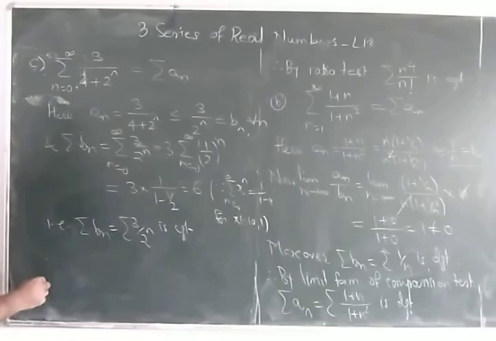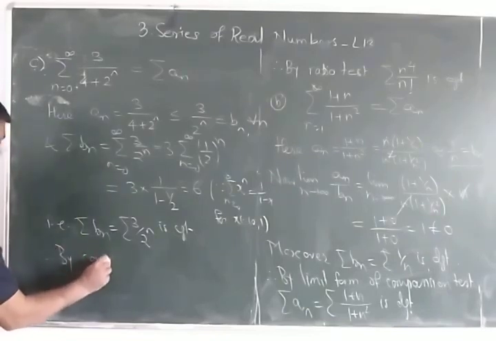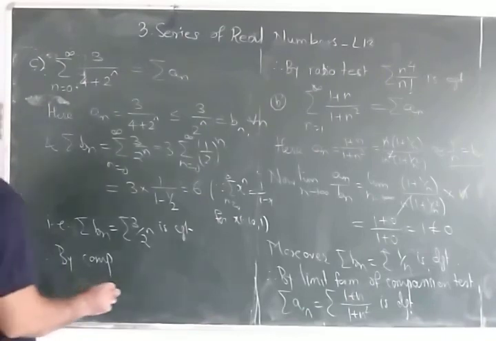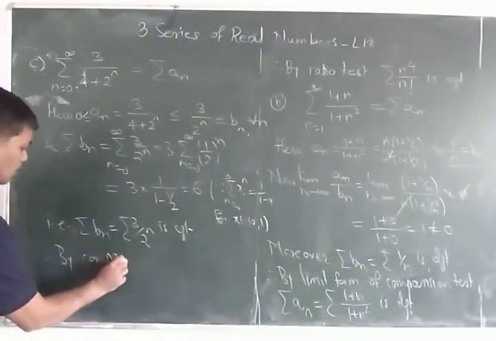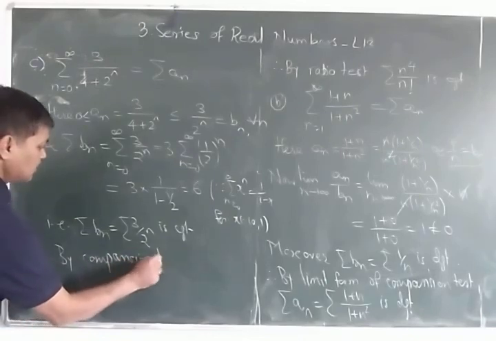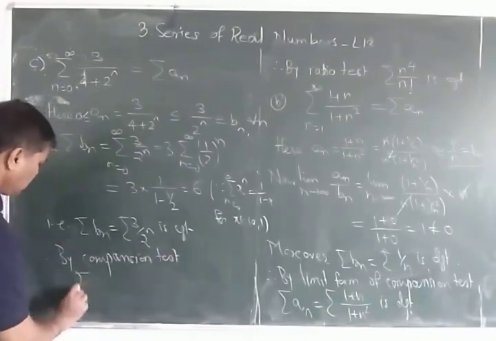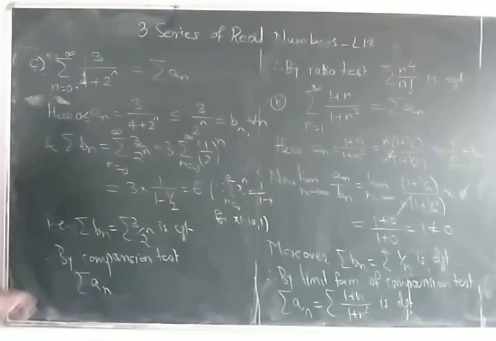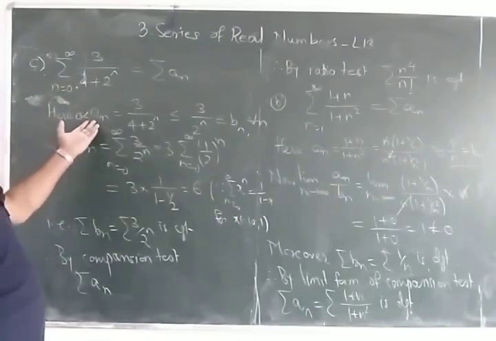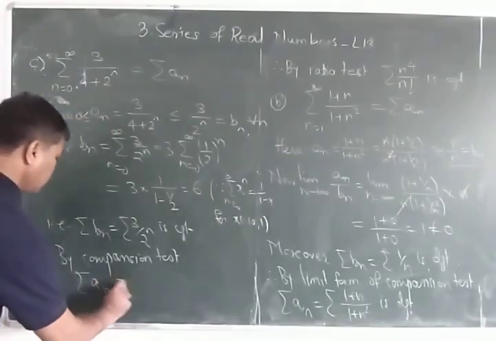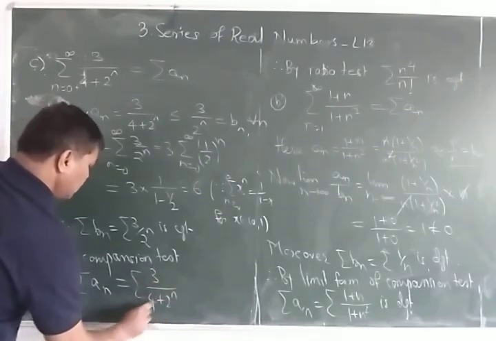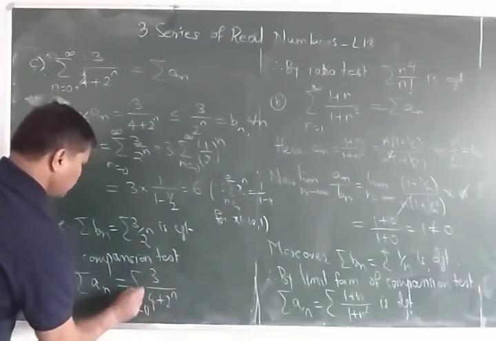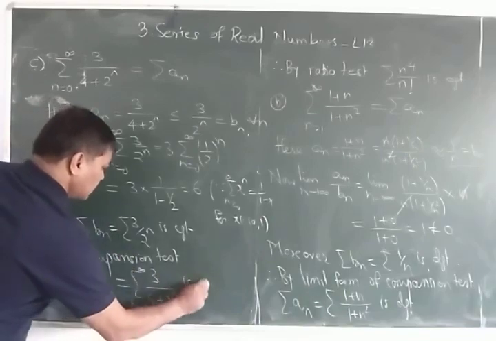Therefore, by comparison test, summation an, I am not taking modulus sign because an is positive, is equal to summation of 3 upon 4 plus 2 raised to n, n equal to 1 to infinity or 0 to infinity, is convergent.